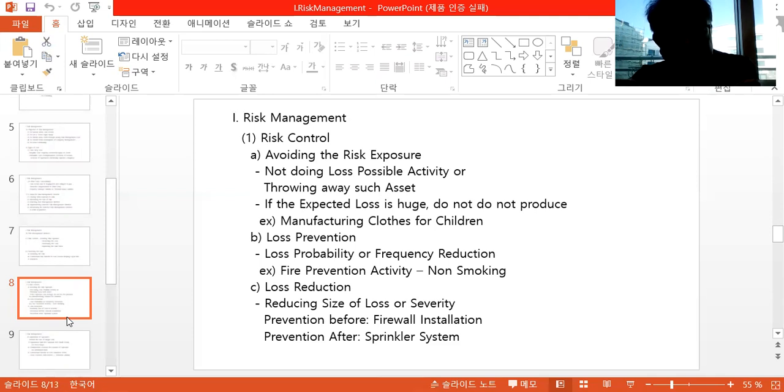The third one is loss reduction. When a loss has occurred, you want to reduce the size or the severity of the loss. There are two types. One is prevention before: you install a firewall, then you prevent further fire interruptions. The second one is prevention after: if you install a sprinkler system, you reduce the fire damage after the fire occurred. A sprinkler system does not prevent the fire from occurring, but it does reduce the fire damages.